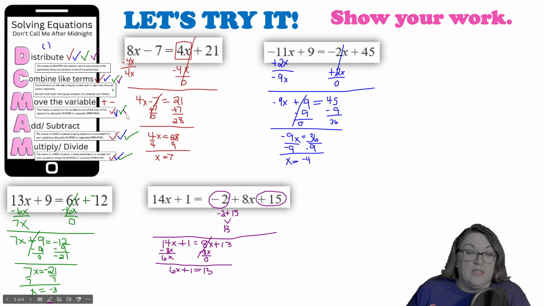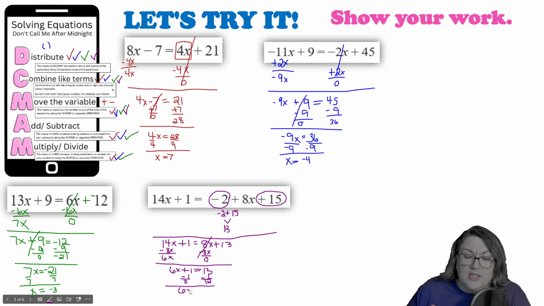Next step, because we did the move variable part, is add, subtract. What's being added to our variable? Let's subtract it. And don't forget, 13 minus 1 is 12. You can draw a line.